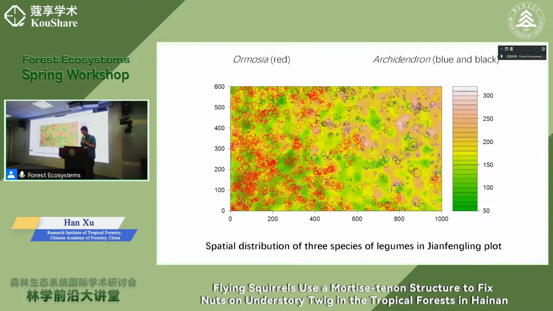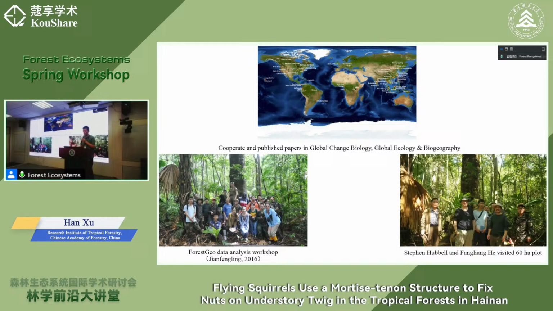The Jianfeng 60 hectare plot is also a part of the ForestGEO network. We collaborate and publish several papers. And in 2016, the ForestGEO data analysis workshop was held in Jianfeng. About 70 scientists came to our plot and worked there for 2 weeks. And Stuart Davies and Fanglianghe also visited our plot several times.